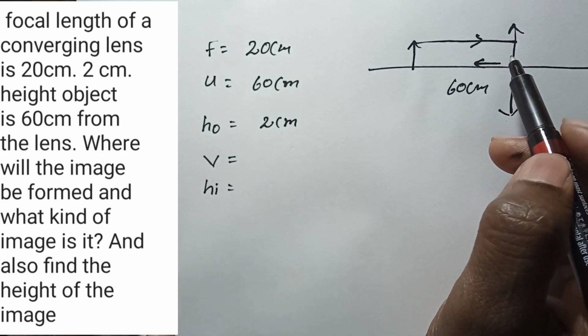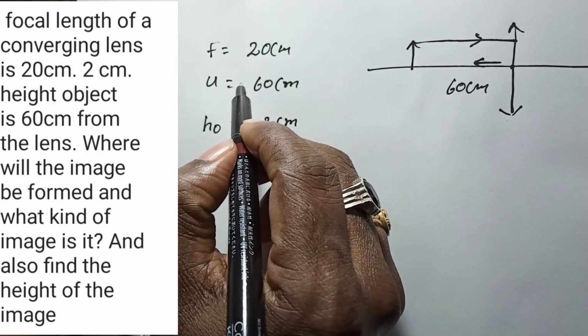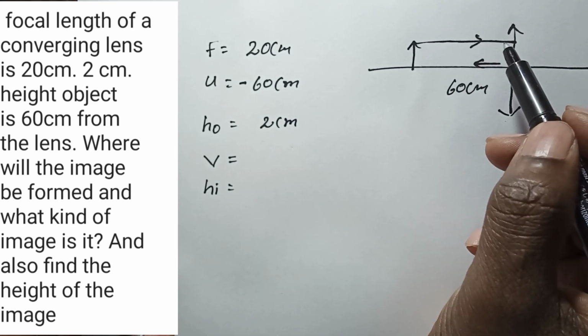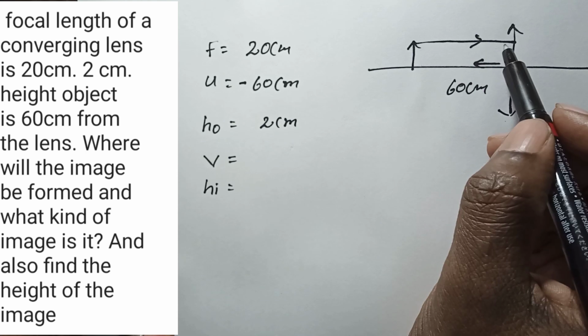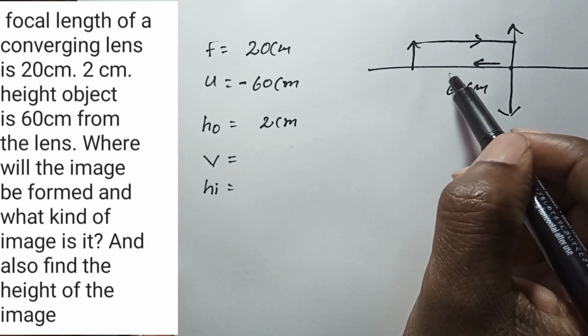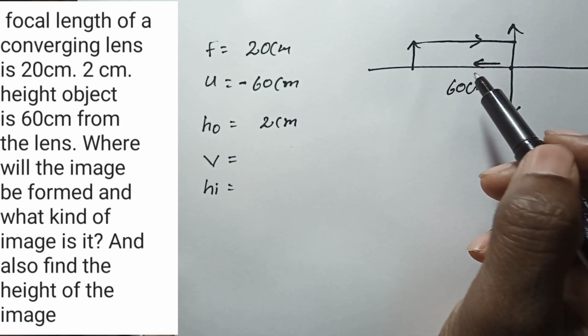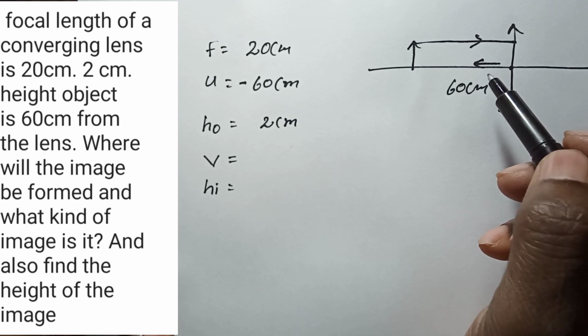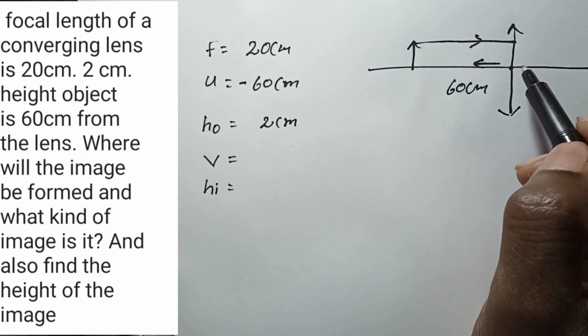We have to apply the sign conventions for this. So definitely we will get a negative sign here. Both are in opposite directions, meaning the incident ray is the reference ray. With respect to the reference ray, whatever distances we measure in the opposite direction, we have to take as negative, and if we measure in the same direction, we have to take positive.